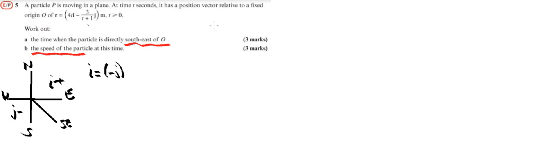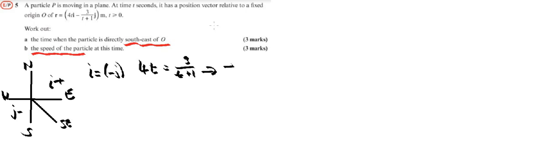So we are given 4t and minus 3 over t plus 1. So this is our i and this is our j. So that means that i for t has to equal the negative of j, which is already a negative. So that means this becomes a positive. So now we want to find time, t.